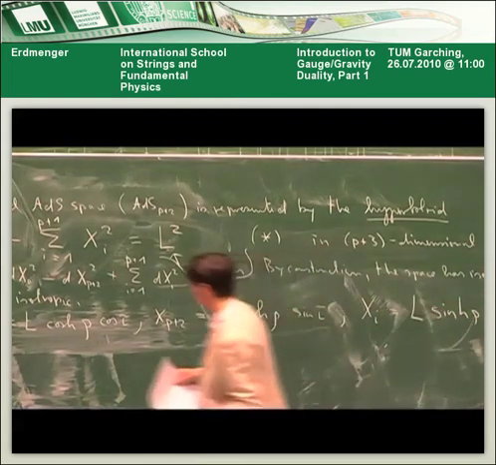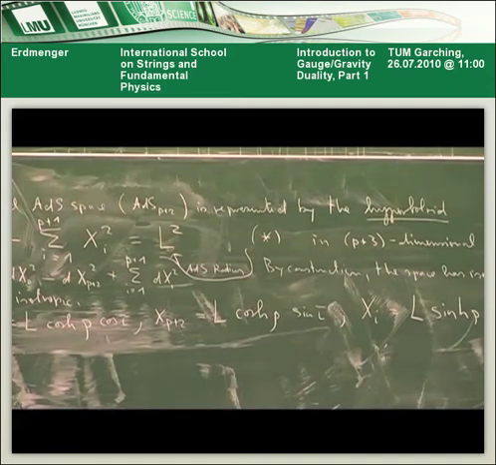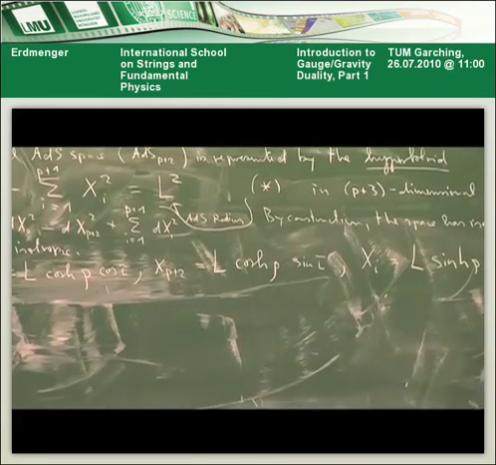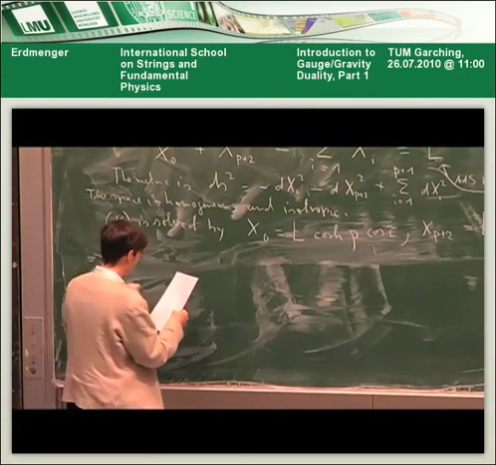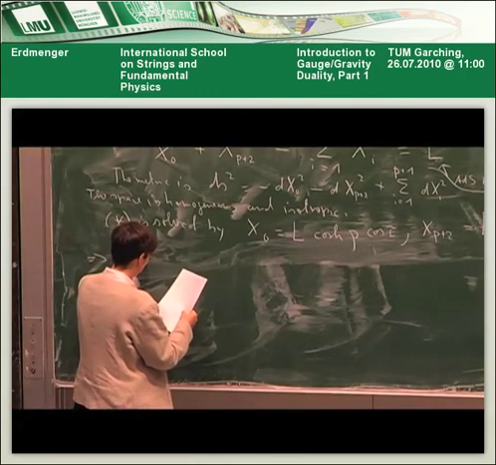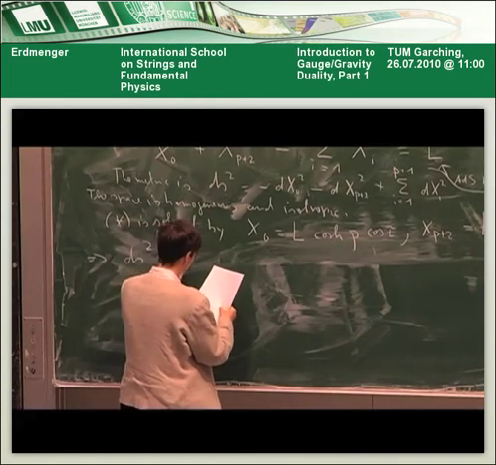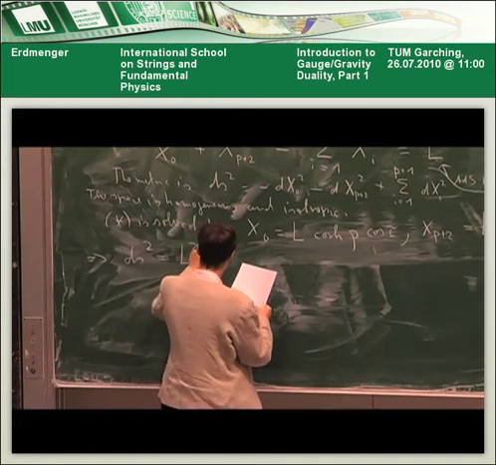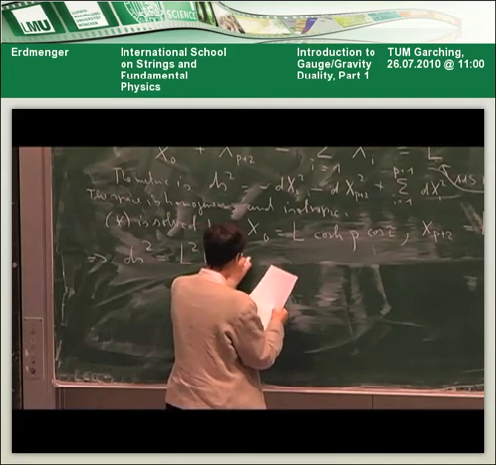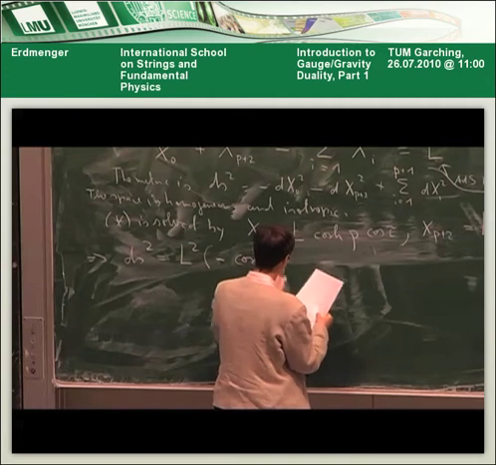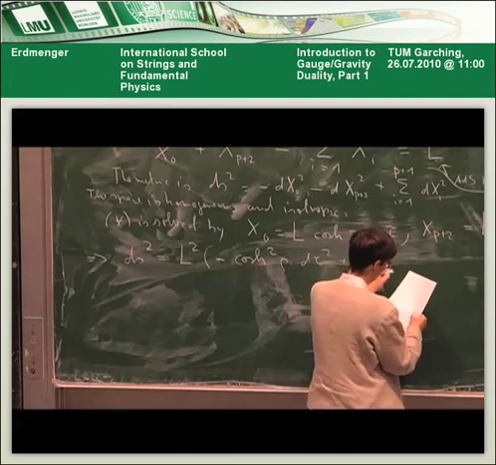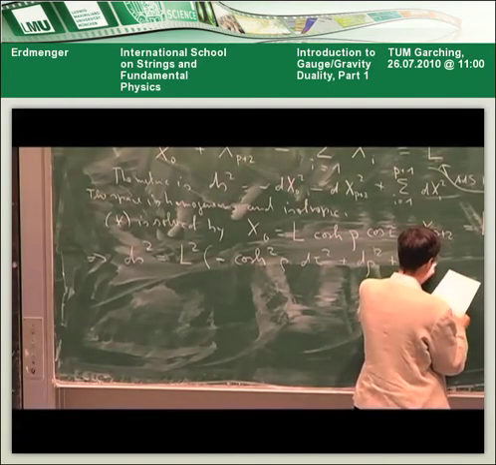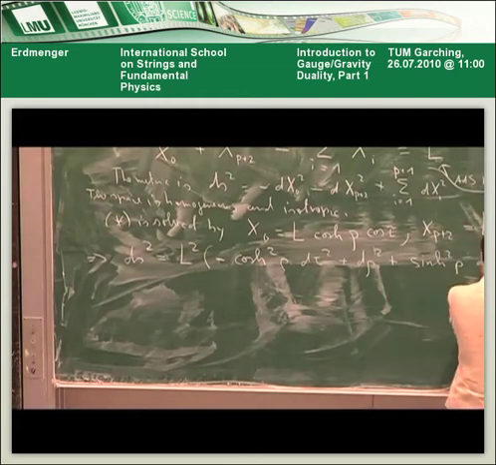Okay, and so if I do this replacement, I'm sorry I couldn't clean the board any better than that. I hope you can still read it. Then I get a new metric which looks like this. ds squared is equal to L squared times minus cosh squared rho d tau squared plus d rho squared and then plus sinh squared rho d omega squared.